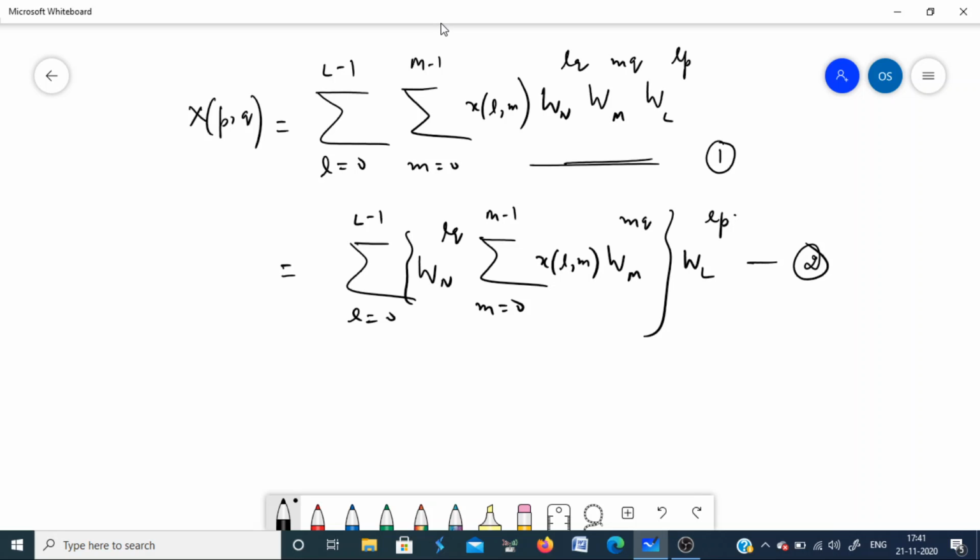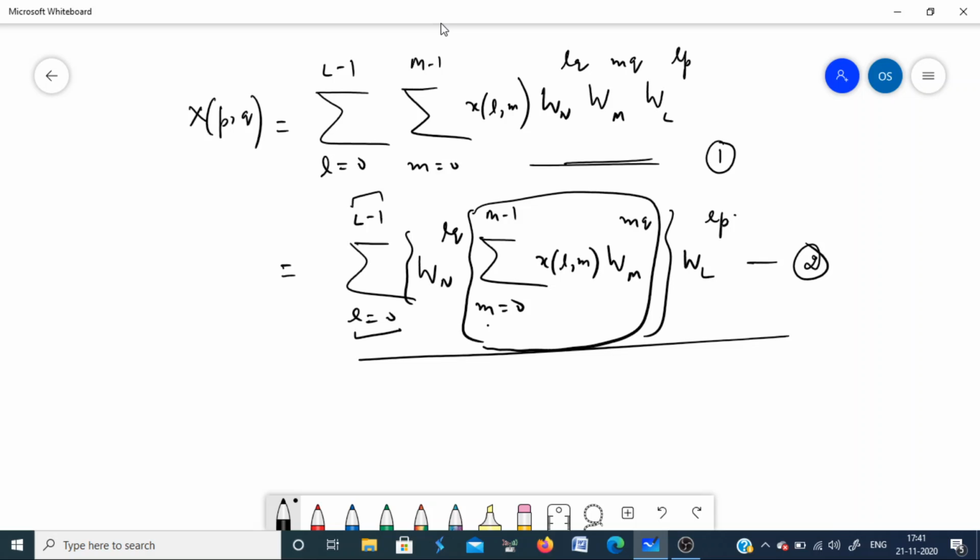Now if you interpret this equation, you will get your FFT algorithm. See, for each value of L from 0 to L minus 1, if you vary m from 0 to M minus 1, and you look at this equation, this part only, this is nothing but the M-point DFT.